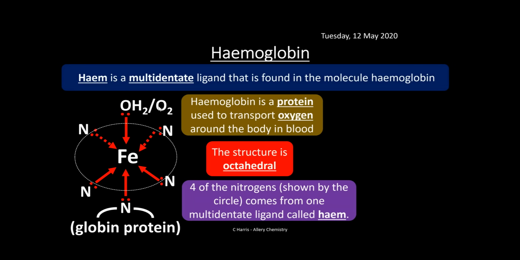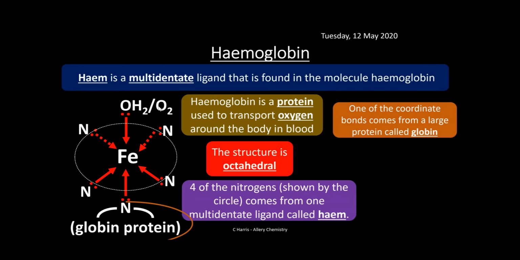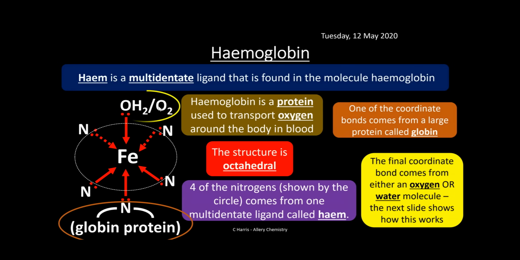And 4 of the nitrogens, you can see, is shown by the circle, just to show that's all part of one molecule. Comes from the multidentate ligand called heme. Okay, so that's your ligand, is heme. So one of the coordinate bonds comes from a large protein called globin, hence hemoglobin. And then the final coordinate bond comes from either an oxygen or a water molecule. And now this is going to be quite important because actually the oxygen and water molecule plays quite an important part in how hemoglobin works to transport oxygen in particular around the body.